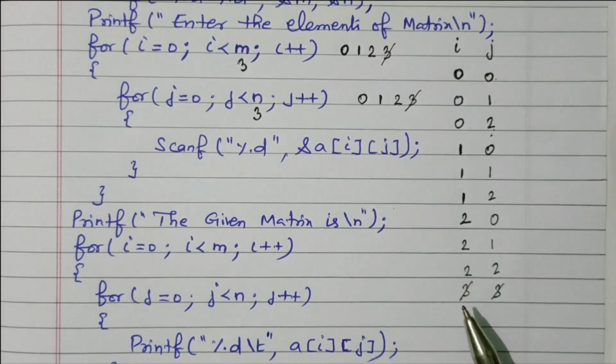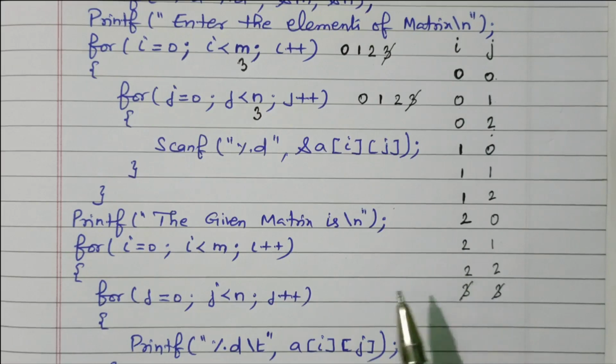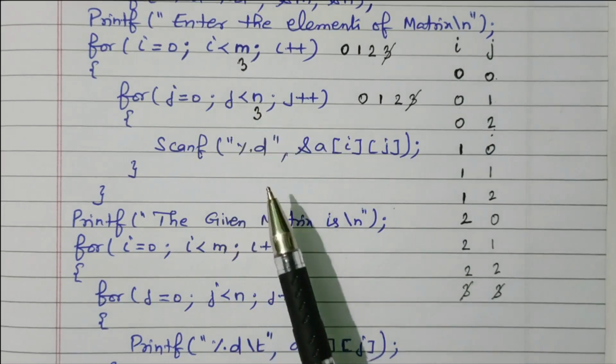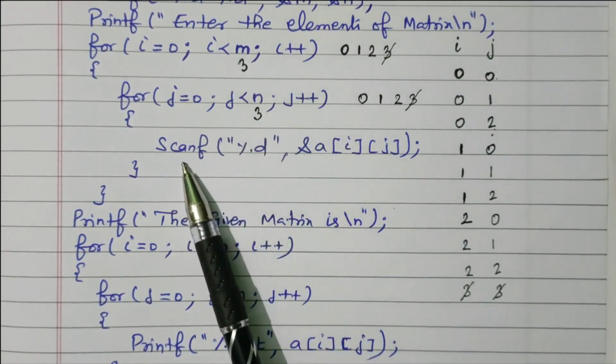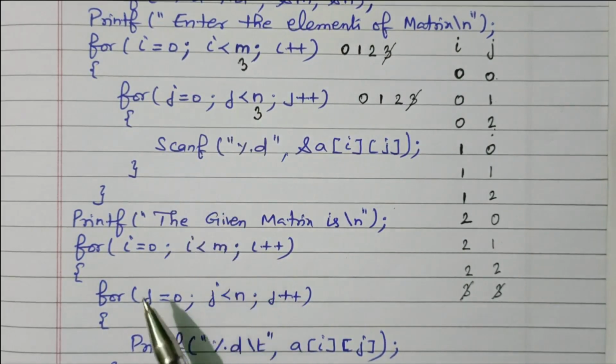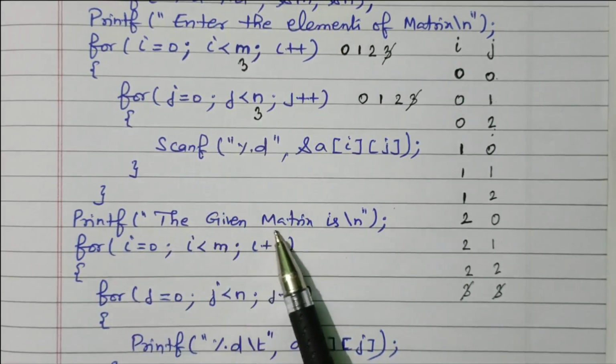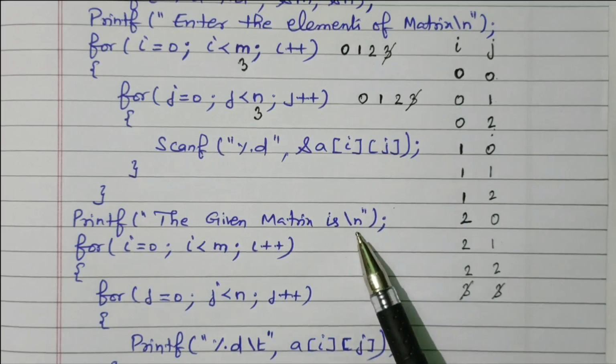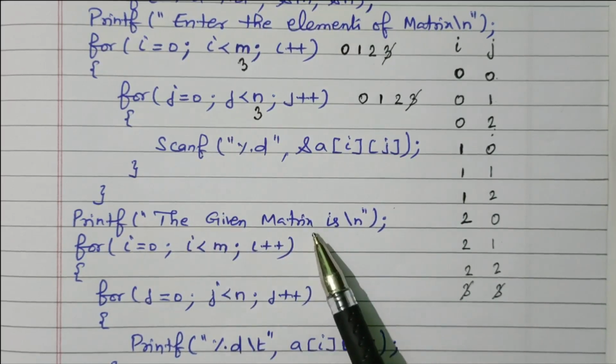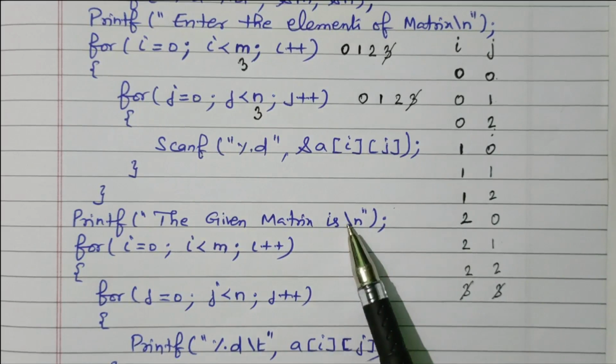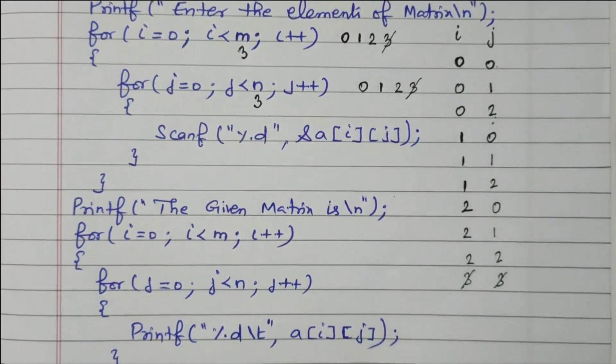Now what is the next step? We need to display the matrix. So the program displays it, right? The same for loop we need to repeat. Here with scanf we read the data. Now with printf we need to print the data. Printf "The given matrix is". This \n indicates that after printing this it will go to the next line. The matrix will be printed on the next line, right?